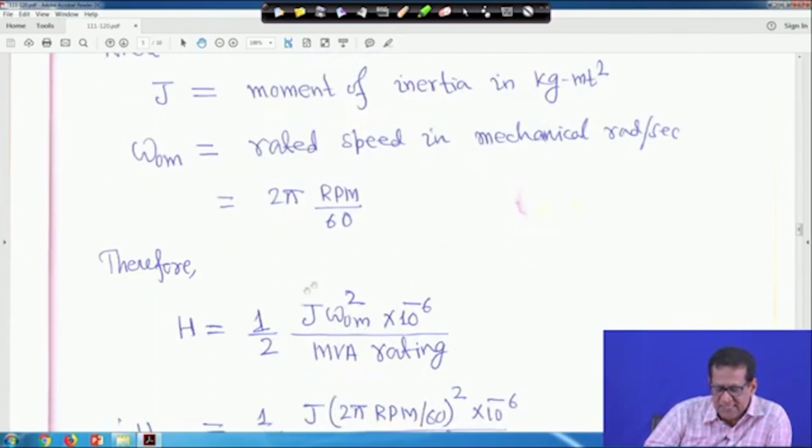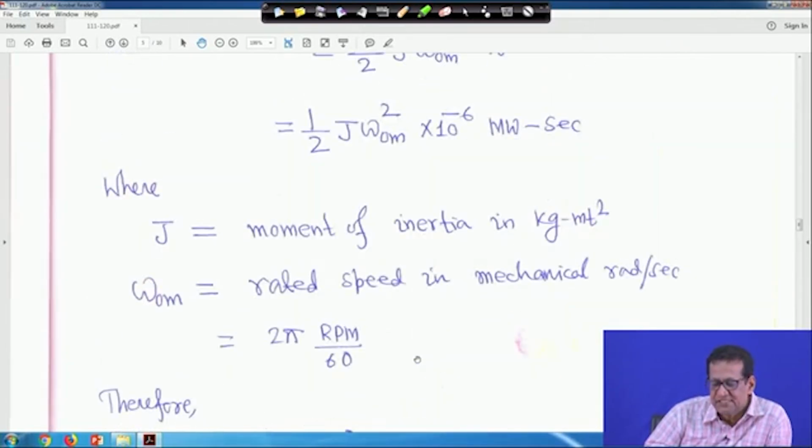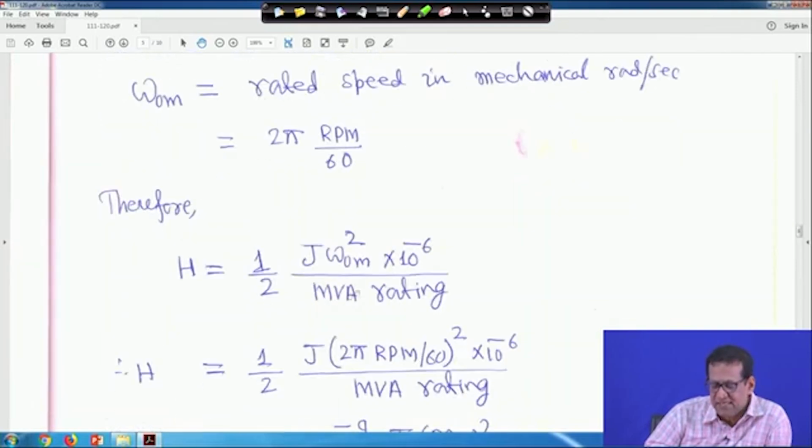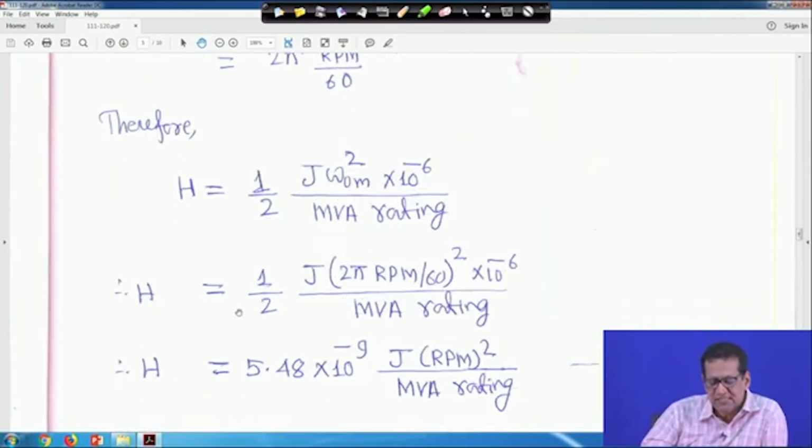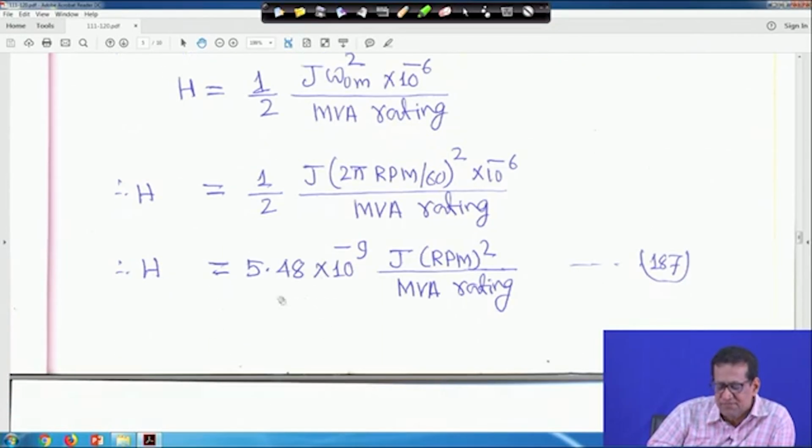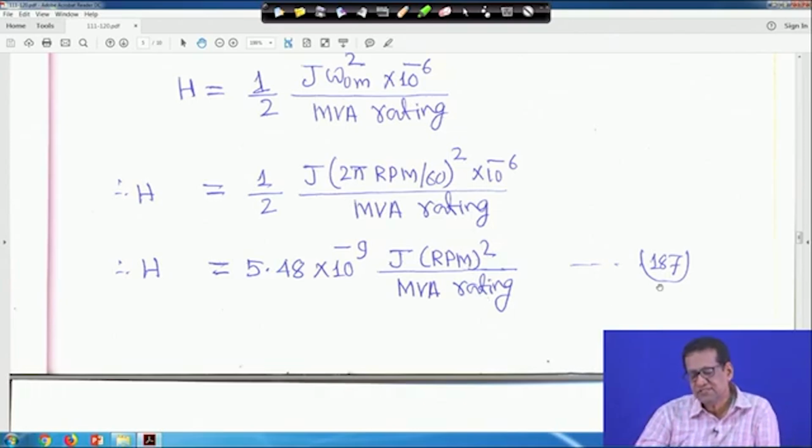Now, therefore, this H will be equal to half J omega 0 m square into 10 to the power minus 6 divided by MVA rating. This is that equation. Now, H equals half J omega 0 m square, where omega 0 m is 2 pi times revolutions per minute, rpm, divided by 60, squared, into 10 to the power minus 6 divided by MVA rating. If you simplify this, it comes to 5.48 into 10 to the power minus 9 J rpm square divided by MVA rating, that is equation 187.